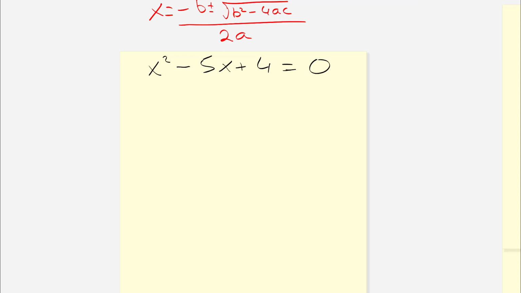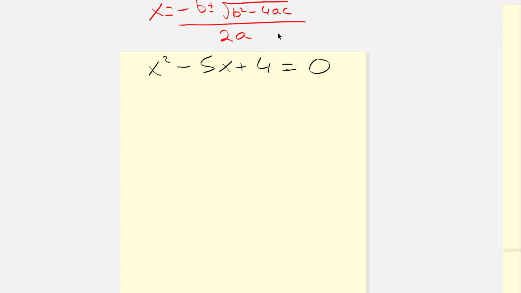Right, we have our minus b formula. x is equal to minus b plus or minus the square root of b squared minus 4ac, all over 2a. This formula finds us the roots of a quadratic function. So let's use this formula right now.